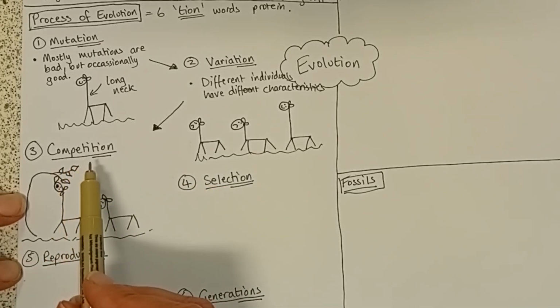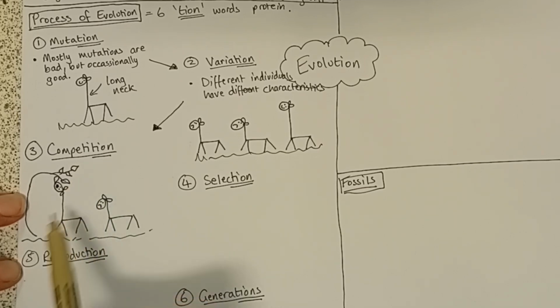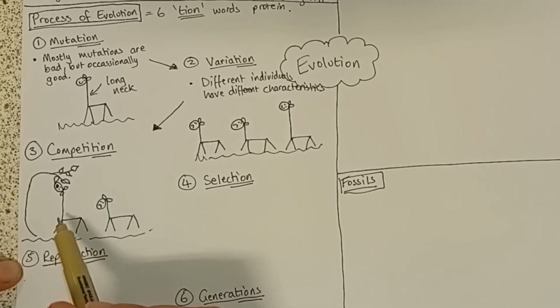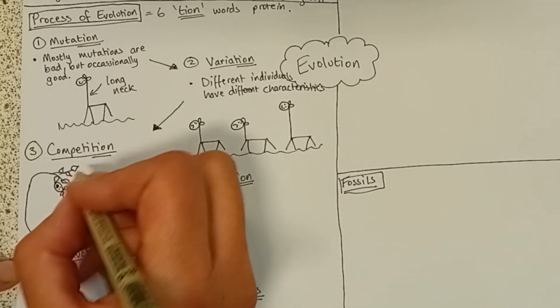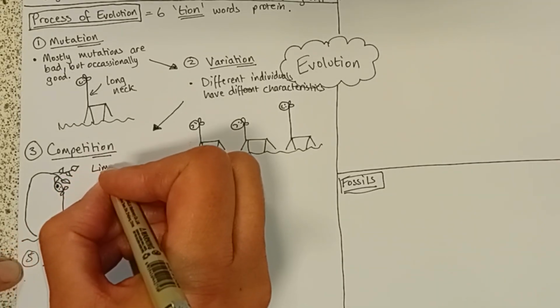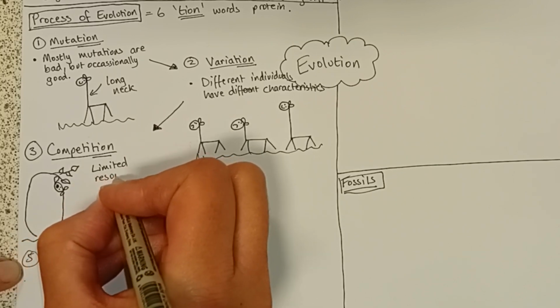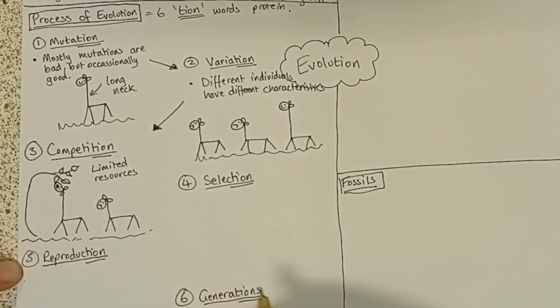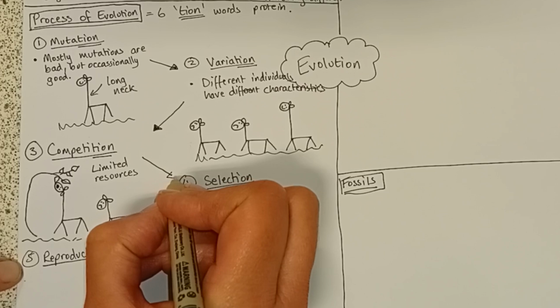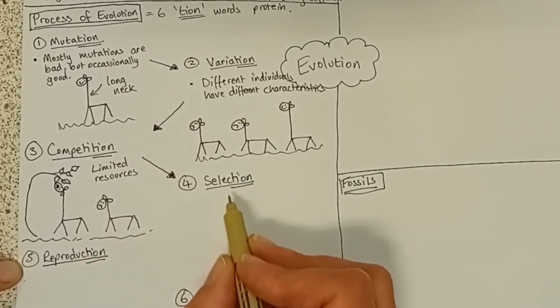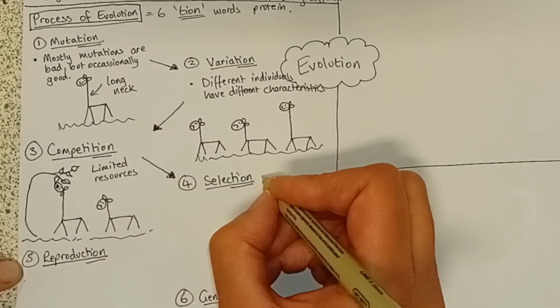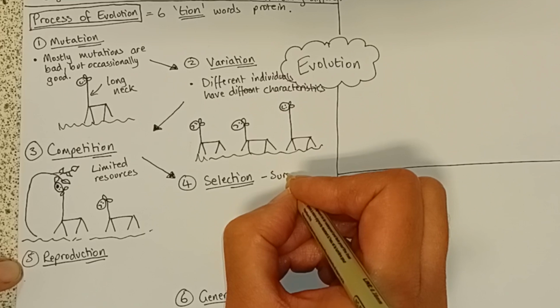So competition means that you've got limited resources. Those that are best adapted are going to get them. So competition means limited resources that everybody wants. And that gives rise to selection. And by selection, we mean survival of the fittest.